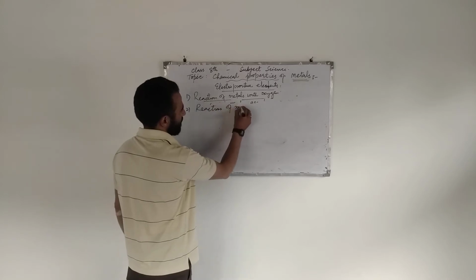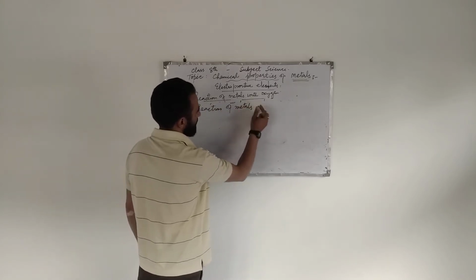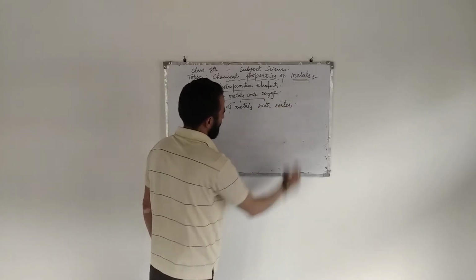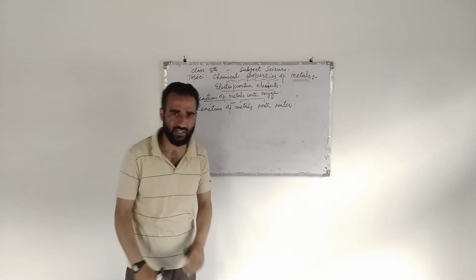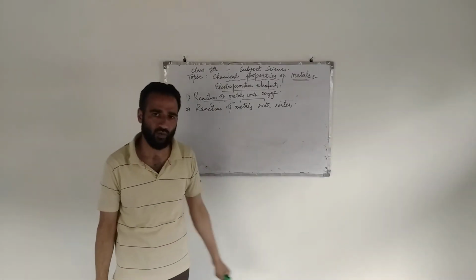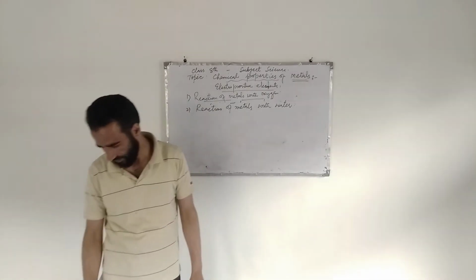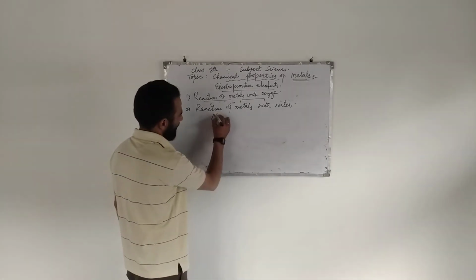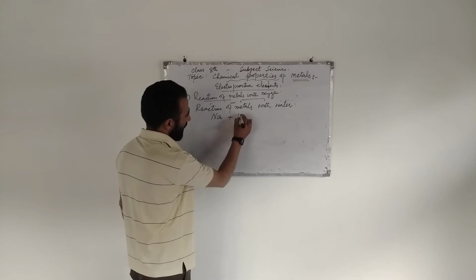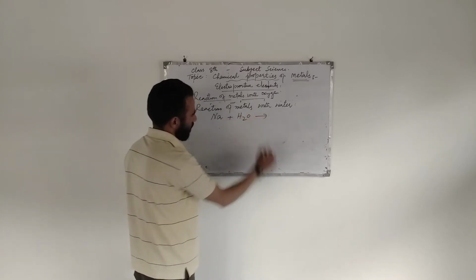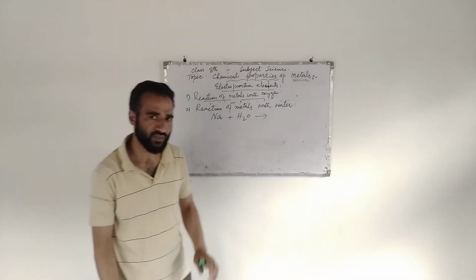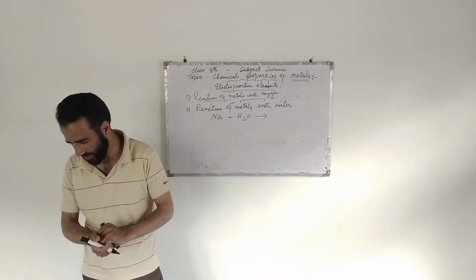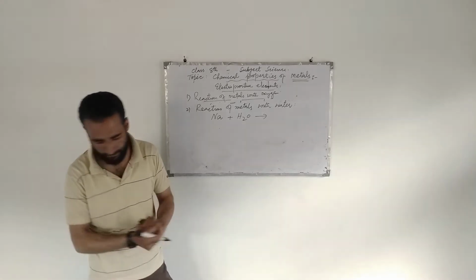Reaction of metals with water. What happens when these metals combine with water, and what is formed? Here we take the example of sodium again. When sodium combines with water, it forms sodium hydroxide and hydrogen gas.